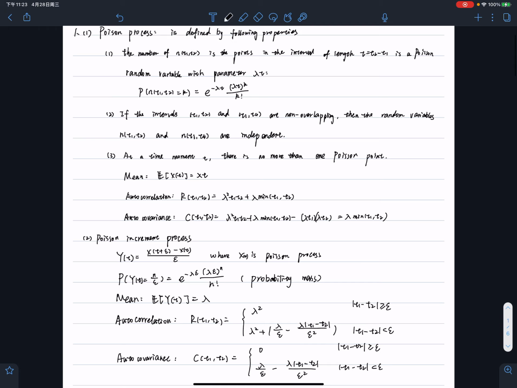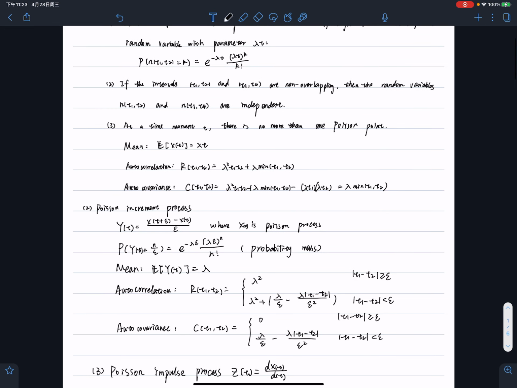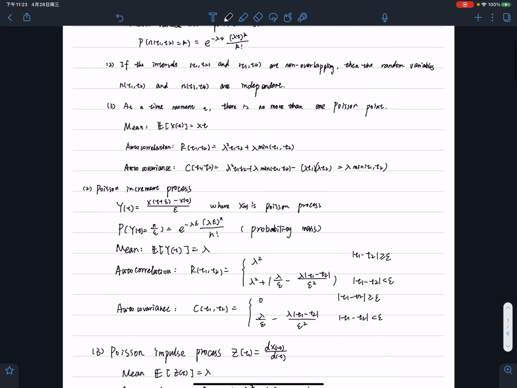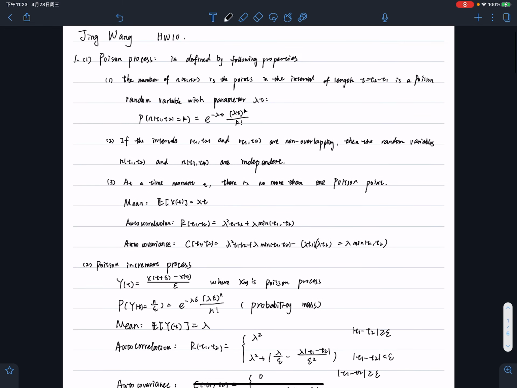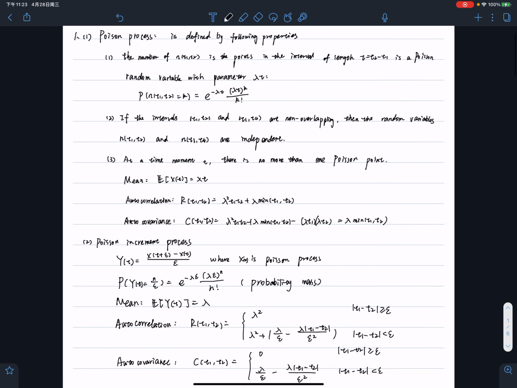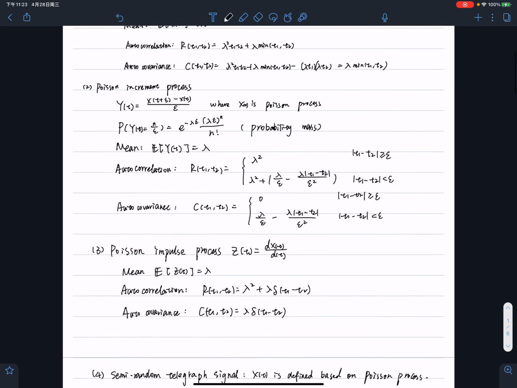So we assume that two intervals are non-overlapping. Then the random variables n are also independent. At a time moment t, there is no more than one Poisson point. The mean of the Poisson process is equal to lambda t, and the autocorrelation and the autocovariance are shown here.